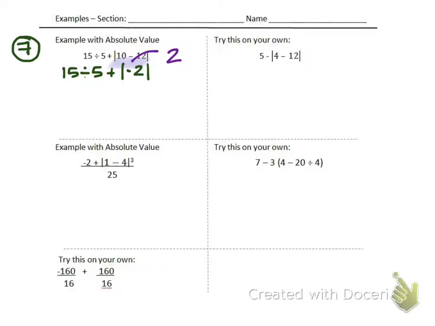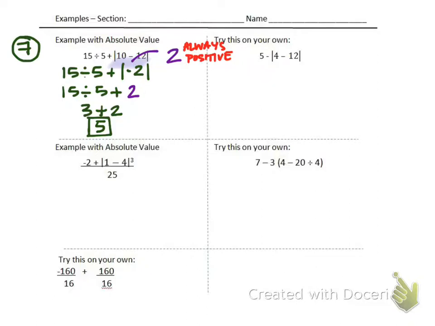So I'm going to just plug in a positive 2 and simplify. So 15 divided by 5 plus 2, since the absolute value is always a positive result with whatever is inside. Now I'm going to take 15 divided by 5 and get 3, and 3 plus 2 is going to give me a positive 5.